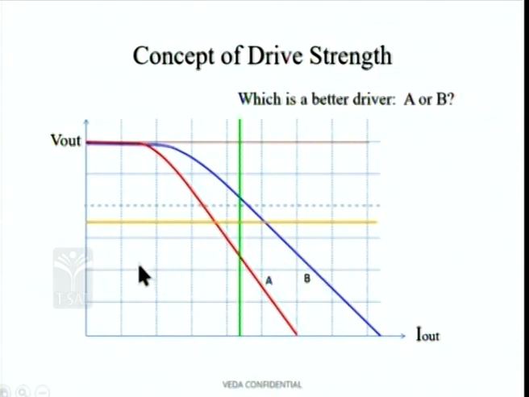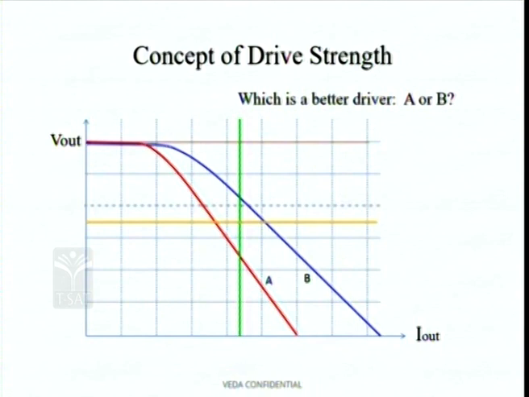This is the output characteristic of a particular gate, in which on the y-axis I have plotted V out. The output voltage remains at logic 1 until this current is drawn, and then it starts falling. As I out increases, the V out falls. Now, the thing is, which is a better driver, A or B?